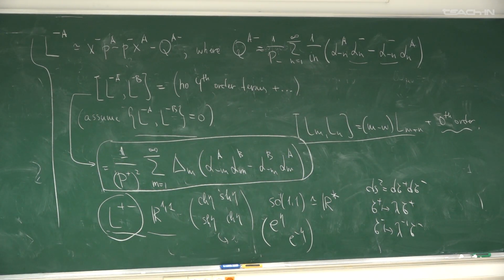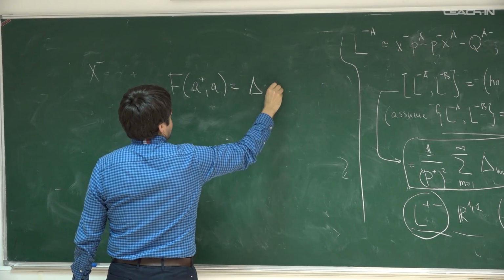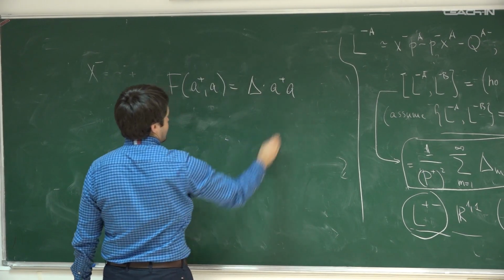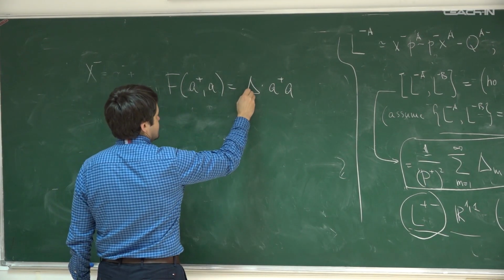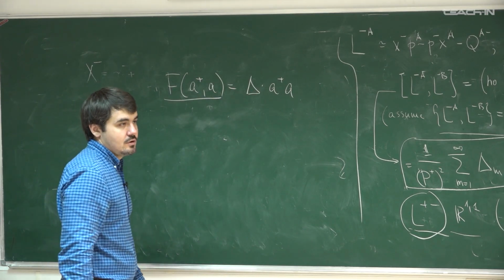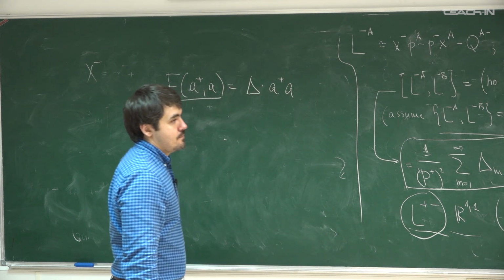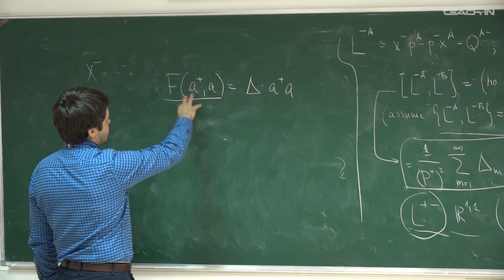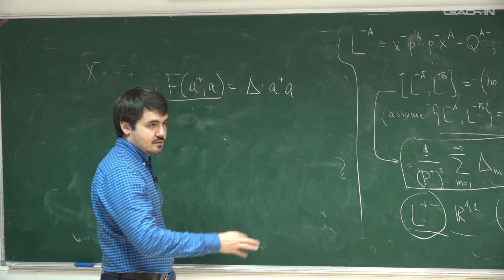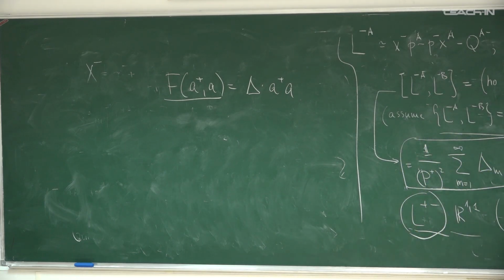So suppose you have some function f of a dagger and a, and this is delta times a dagger a in harmonic oscillators. How do you find this delta? If you know f, what should you do? Of course, you can commute it and bring it to this form, but that's like doing the whole calculation again. We want just one delta.